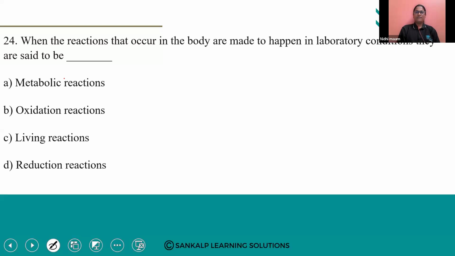Next question. When the reactions that occur in the body are made to happen in laboratory conditions. For example, fertilization, that is fusion of sperm with the ovum. This happens in the female. If it is done in the laboratory, they are said to be what?